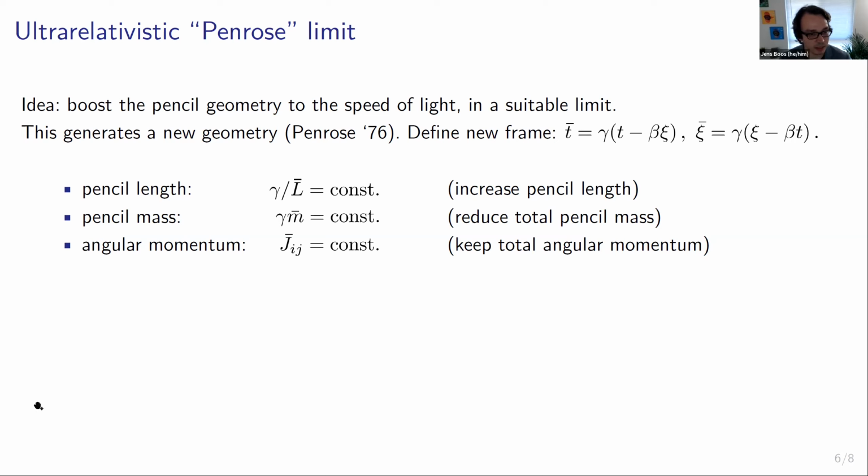In our case, it means that for the pencil length, we demand that gamma divided by L bar remains constant, which means that as we boost it closer to the speed of light, we stretch the pencil and make it longer to counteract the Lorentz contraction. The pencil mass is taken to 0 as gamma approaches infinity, so that this product stays finite. You can think of it as an asymptotically null solution. And the total angular momentum is just kept constant.